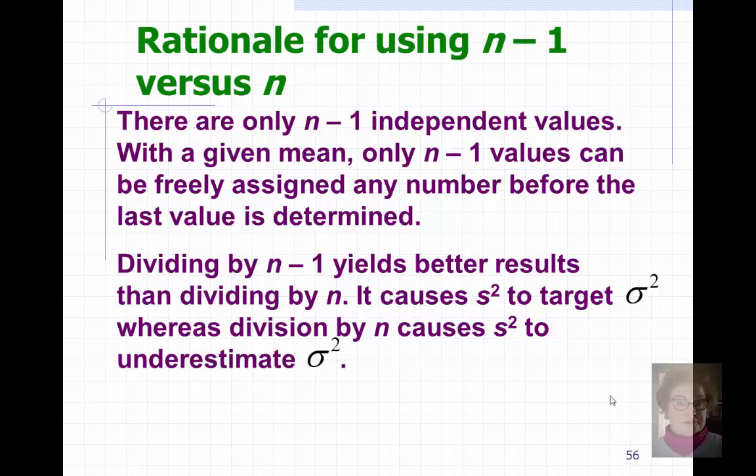Now, when we calculate standard deviation, why do we use n-1? And I'm going to tell you it just gives us better results. In other words, it helps our sample standard deviation be a better estimator of our population standard deviation. And so we will never underestimate our population standard deviation when we use that n-1 in our calculation for our sample standard deviation.